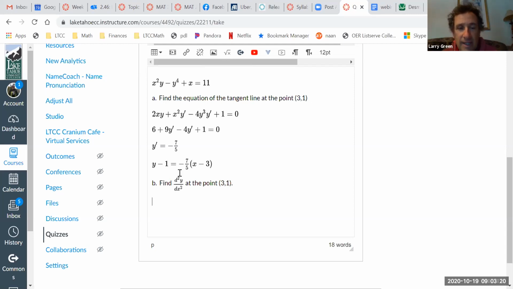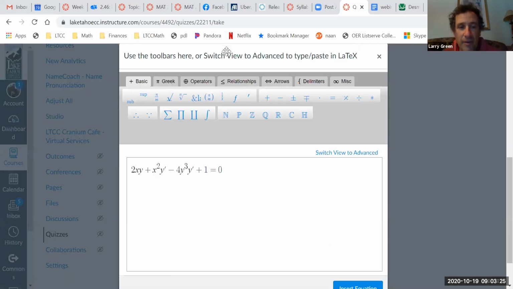And one nice thing is that to find the second derivative, we can take that first derivative. We don't have to solve for y prime, because we can implicitly differentiate. So let's do that. We have 2xy. We need to use the product rule. So we take the derivative of 2x, which is 2, times y, plus 2x times the derivative of y, which is 2xy prime. Any questions on the first term?